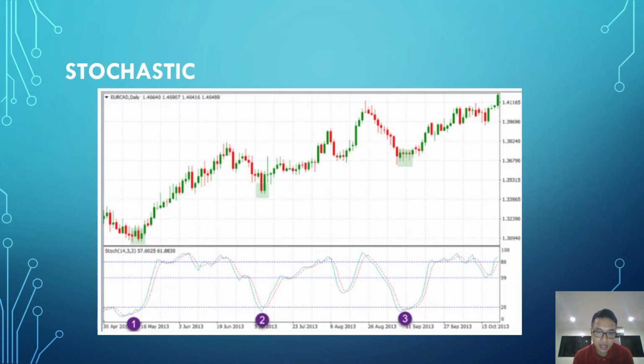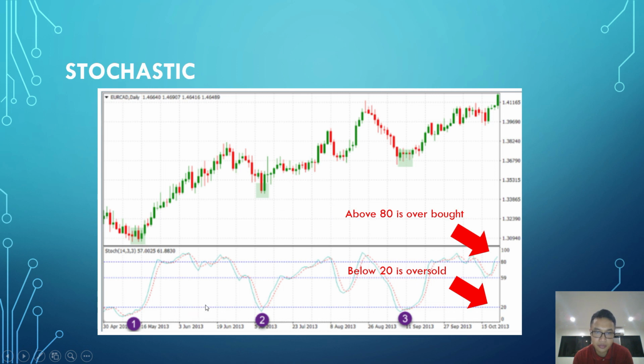Then we have the stochastic. Stochastic is just like RSI, but it reacts to the price of the market much faster. When it's above 80, it's overbought. When it's below 20, it's oversold. But we have two lines in the stochastic chart, which is what you see here below the chart. The stochastic is composed of two lines, percentage K and percentage D. The percentage K is the green line and the percentage D is the red line. The percentage D is just a three-candlestick simple moving average, and the percentage K is the actual stochastic indicator calculation.